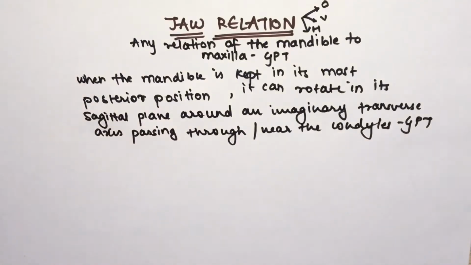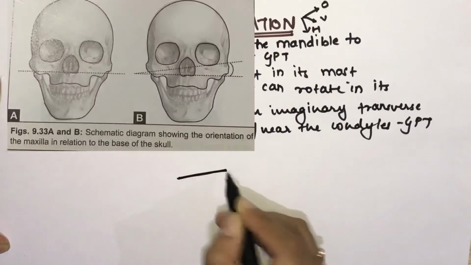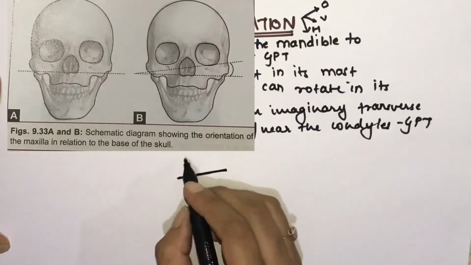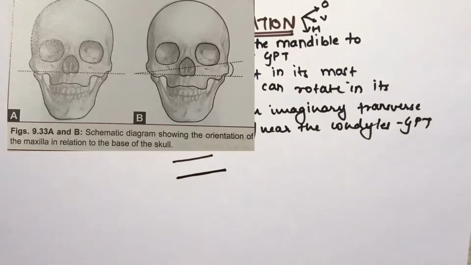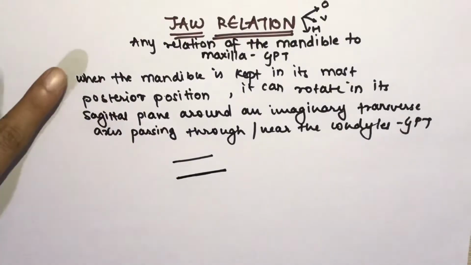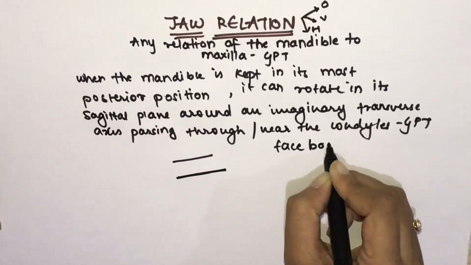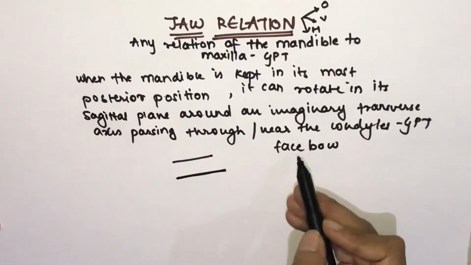So basically this record gives the angulation of the maxilla in relationship to the base of the skull. So it is the maxillary angle with the base of the skull. Orientation jaw relation is usually done with the help of a face bow.